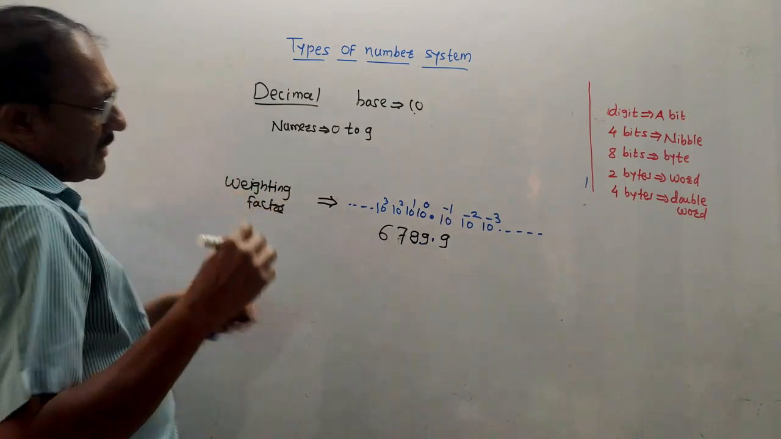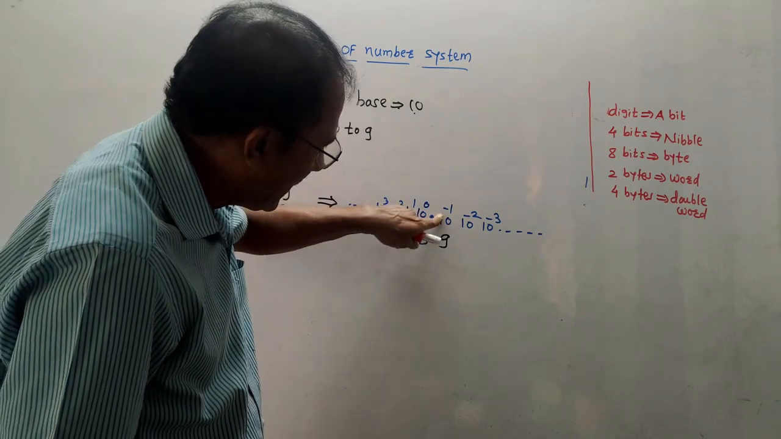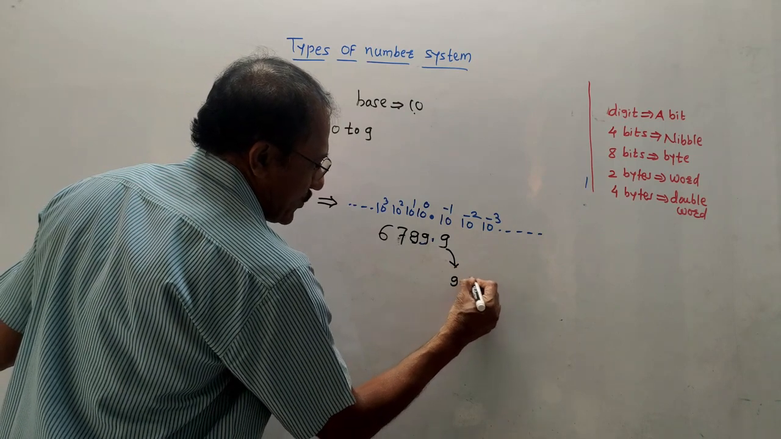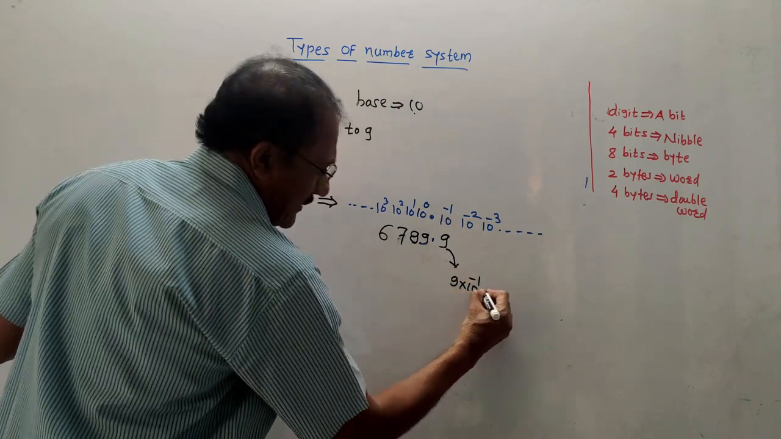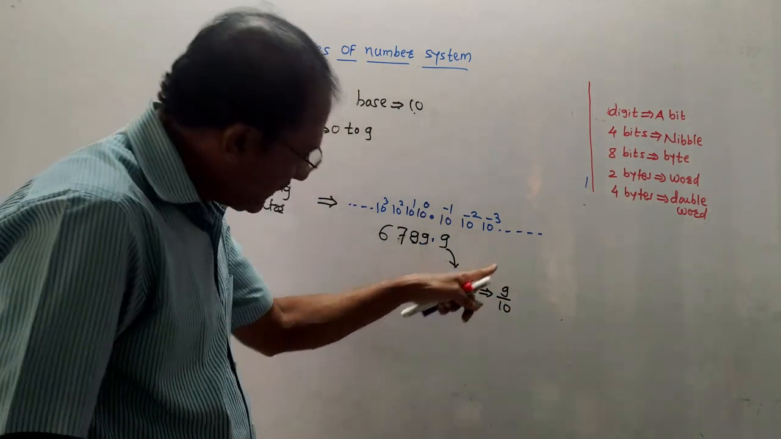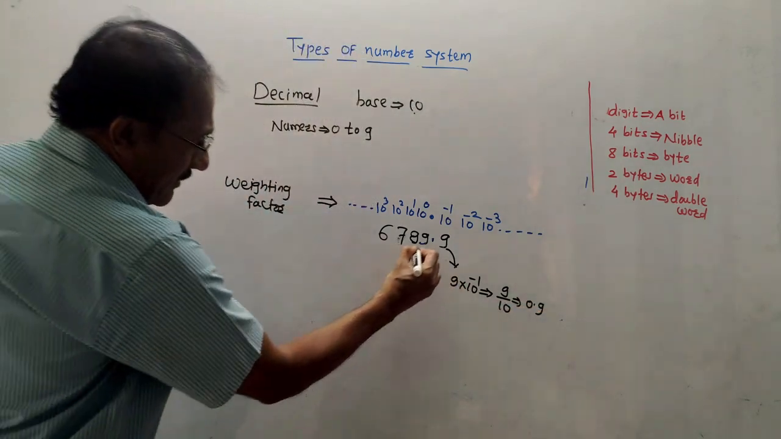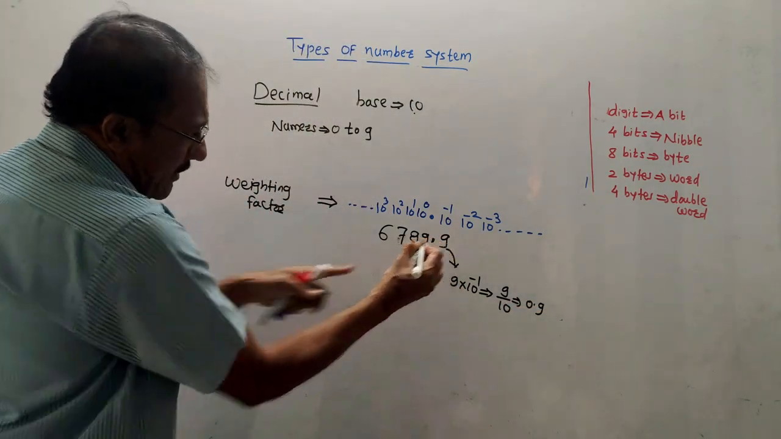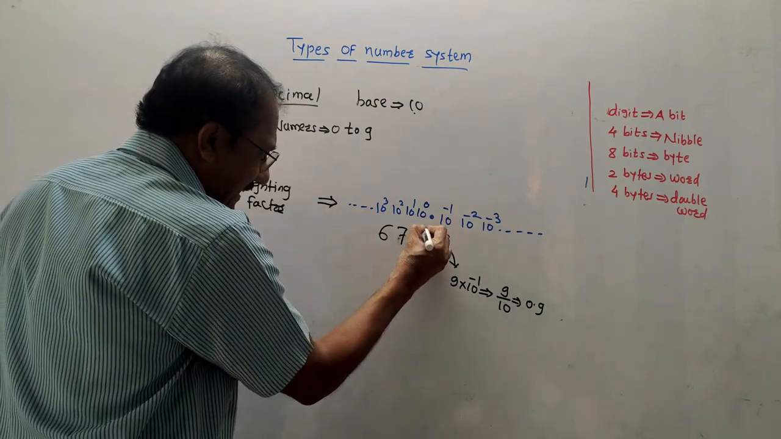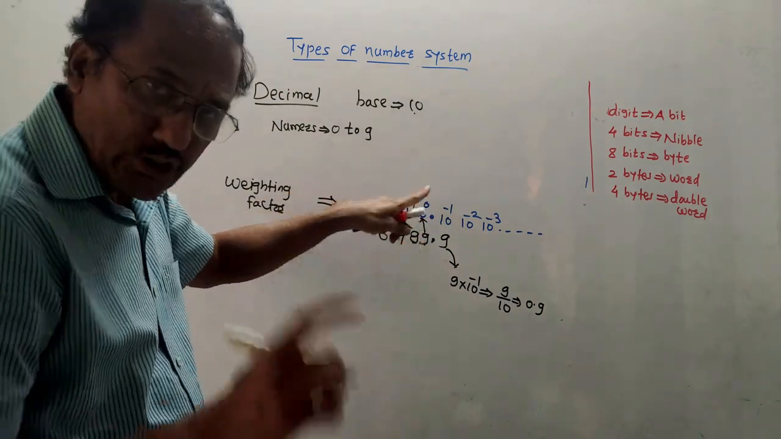How to do it? After the decimal point, the digit is 9. It will be multiplied with 10 raised to minus 1. So for this digit, I will write 9 into 10 raised to minus 1. Mathematically it can be written as 9 upon 10, because 10 raised to minus 1 is 1 by 10. So it represents 0.9. Then the digit just before the decimal point is again 9, but it is multiplied with 10 raised to 0. Anything raised to 0 is always 1, so 10 raised to 0 is 1.